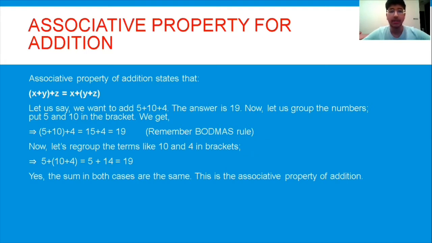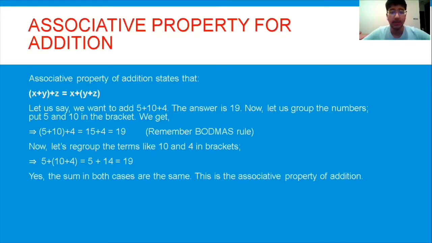Associative property only holds good for 3 or more terms, and associative property is mainly used to make your calculation simpler. So let's say we have 3 terms, 5, 10 and 4. We know that the sum is 19, but there are 2 ways in which we can add them. The first way, where we group 5 and 10 together and then add 4 to it. So that is 15 plus 4, that's equal to 19.